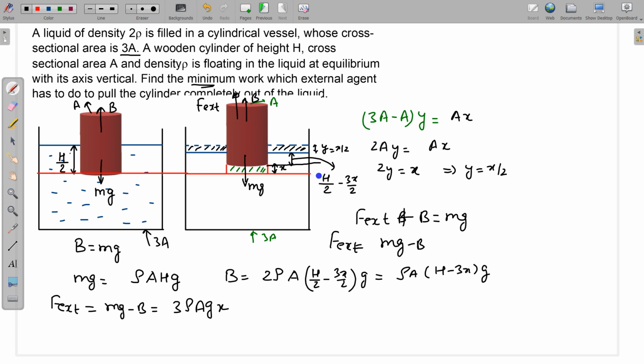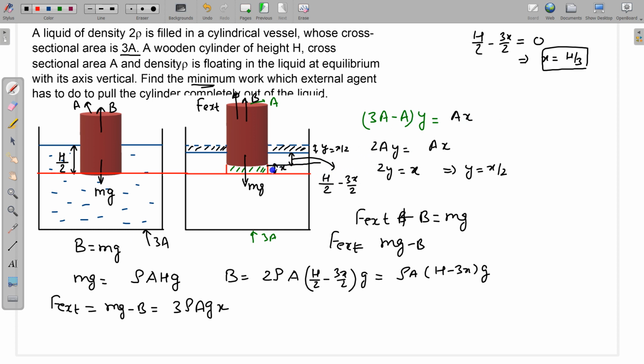So at some particular instant, the height submerged is h by 2 minus 3x by 2. Obviously initially x is 0. When x is 0, the length submerged is simply h by 2, and we want this portion submerged to be equal to 0. So obviously x will be h by 3. So this x is equal to h by 3.